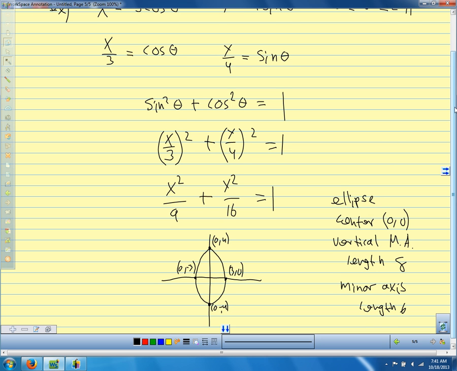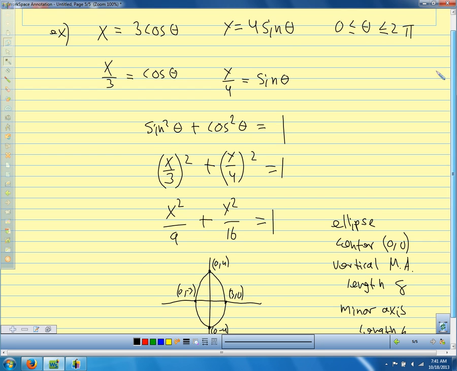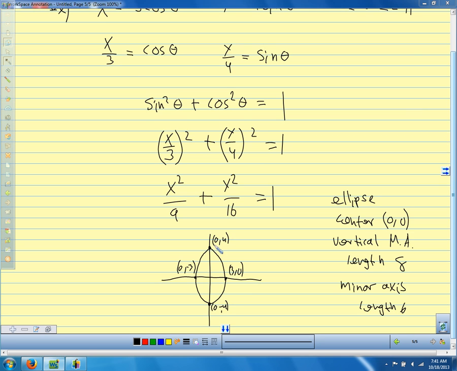And as theta increases, what happens to x? It fluctuates, yes? When we're starting at theta equals 0, what does x equal? Cosine of 0 is 1, and as theta increases towards pi over 2, x is going to do what? Decrease from 1 to 0. So which direction are we going around the curve? Counterclockwise or clockwise? Counterclockwise.